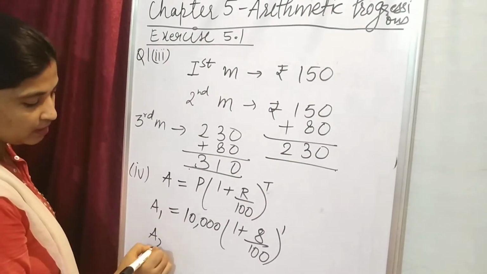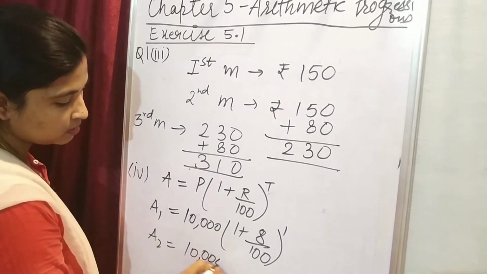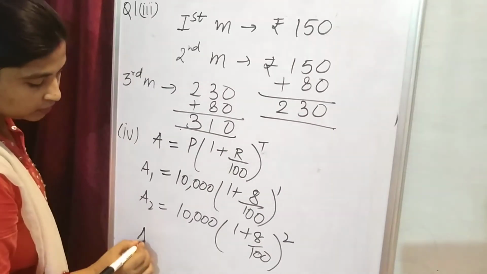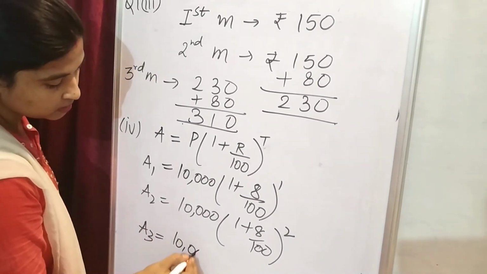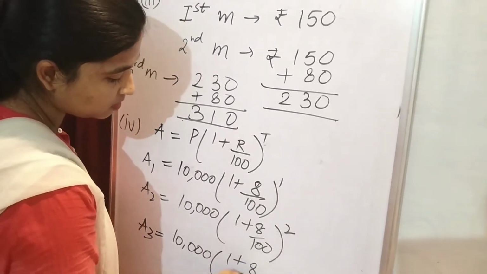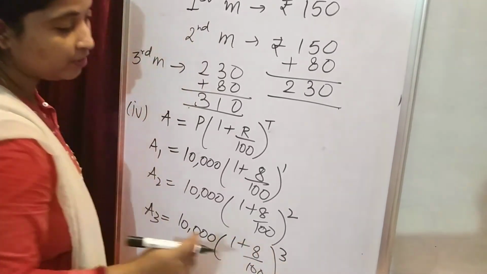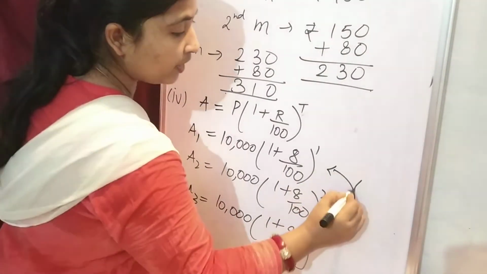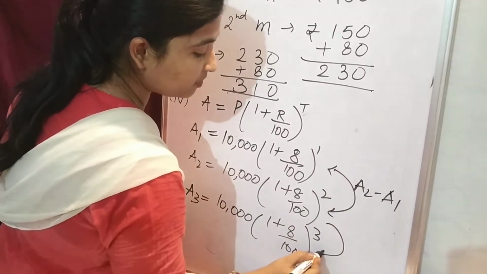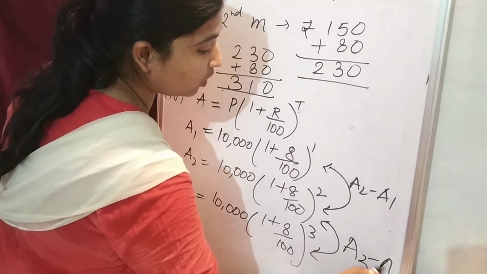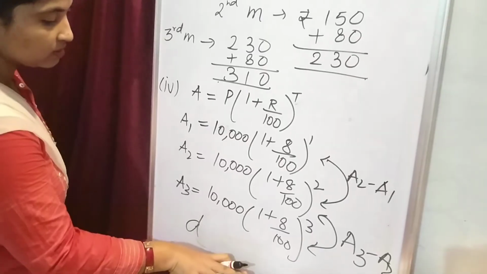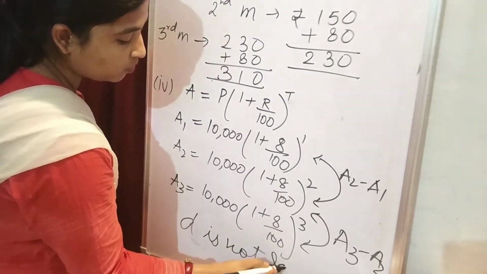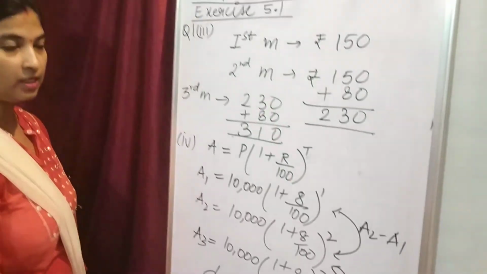Okay, for the second year the amount is 1 plus 8 upon 100 to the power 2. Okay, for the third year the amount is, up to third year only I will find. You can see that here we are getting A1, A2 and A3 and the difference between A2 and A1 and the difference between A3 and A2 is not same. So D is not coming same. If D is not coming same, you can check it by this. Okay, if D is not same, then this will not be an AP.